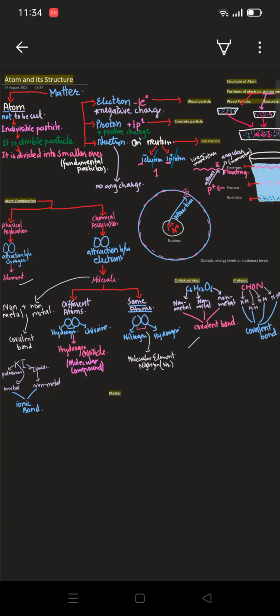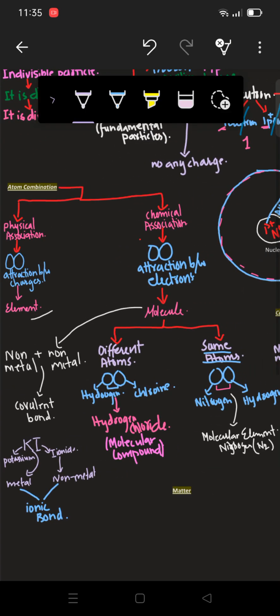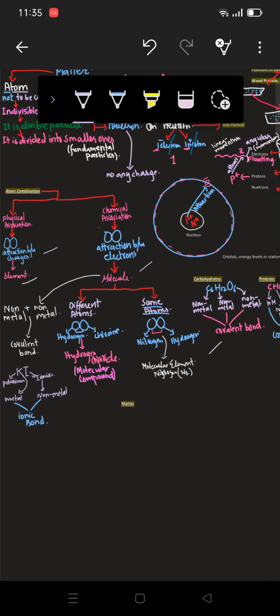Okay, so initially we discussed the atom and its structure and the position of the electron, proton and neutron. Secondly, we covered atom combination, element, molecular element and molecular compound as well. Today we are going with matter classification, the diagram of matter classification.